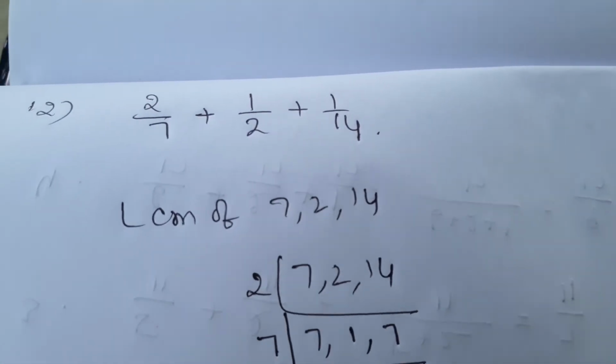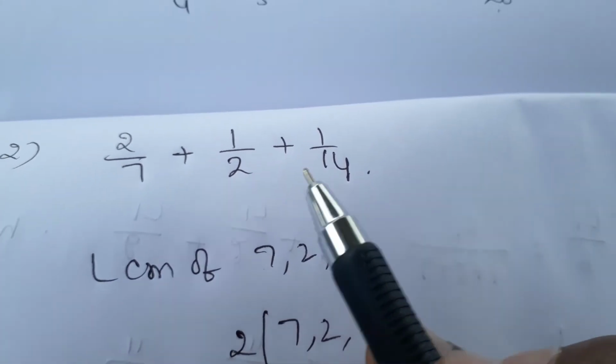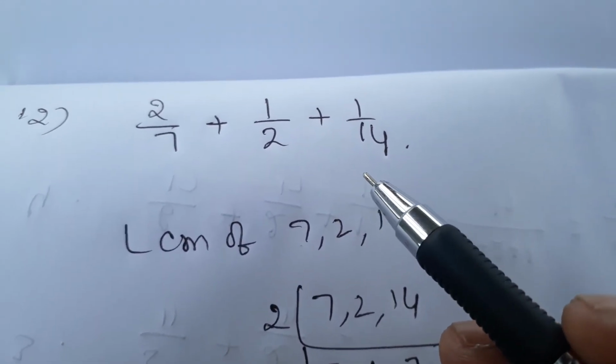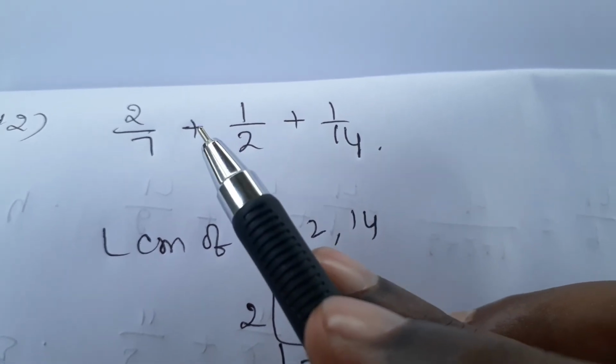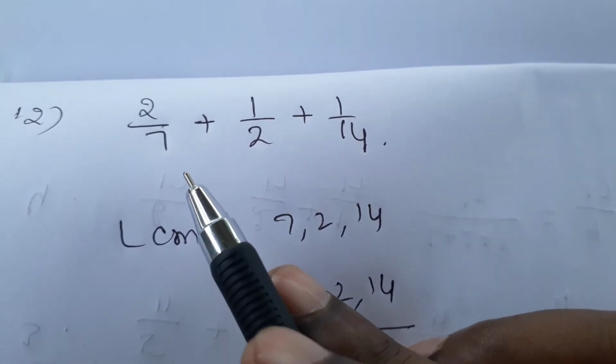Now one more we see: 2 by 7, 1 by 2, 1 by 14. Here also the fractions are given. Add them. These are unlike fractions. Here see how to add unlike fractions.